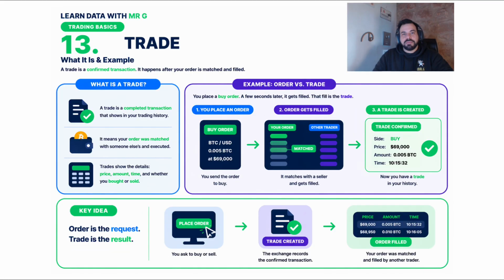The next concept is a trade. A trade is the real execution that happens in the market for you to buy or sell that asset. It happens when your order gets matched with another participant in the market. For example, if you want to buy an Apple stock, there must be somebody willing to sell it at the same price.